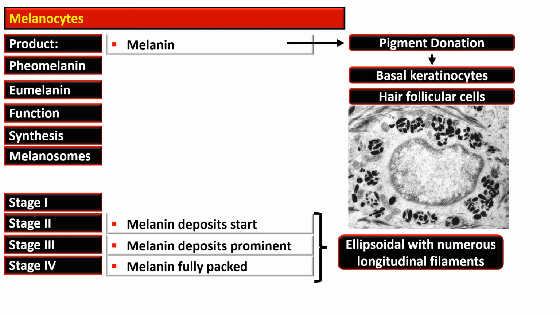The product of the melanocyte, that is melanin, is donated to the adjacent basal keratinocytes and hair follicular cells. They are in close approximation with the melanocytic dendrites, and the end result happens when these melanin pigments are phagocytosed by the keratinocytes, the basal keratinocytes, and this process is termed pigment donation.